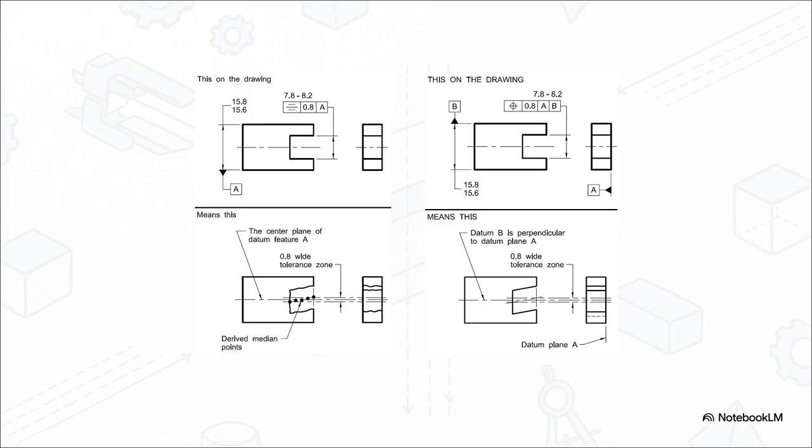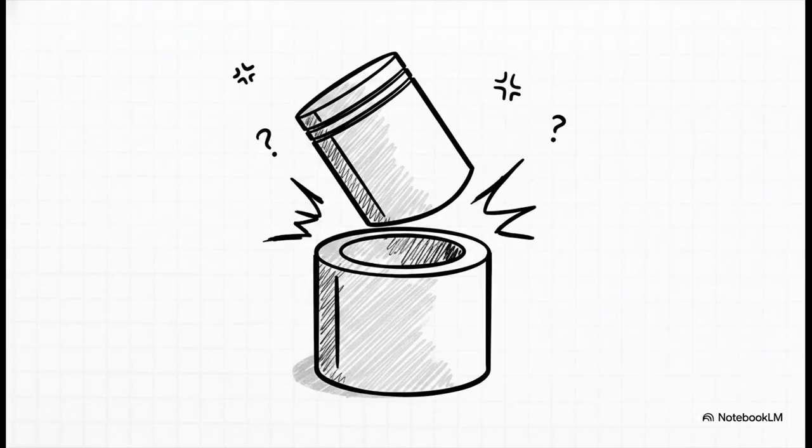Let's say you apply a flatness tolerance when your design actually functionally demands that the surface be parallel to a mating part. Well, your parts might pass initial inspection, sure, but they are going to completely fail when they hit the assembly line. And if you think I'm exaggerating, the consequences of this specific mix-up are very real.